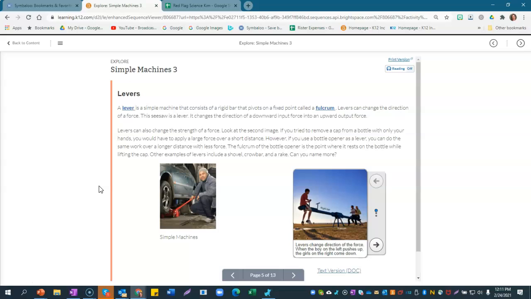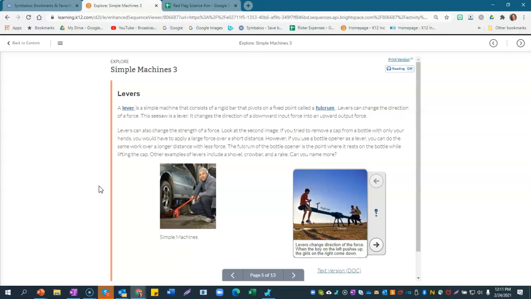This seesaw is a lever. It changes the direction of a downward input force, right? So pushing down to an upward output force. Levers can also change the strength of a force. So look at the second image. If you tried to remove a cap from a bottle with only your hands, you would have to apply a large force over a short distance.